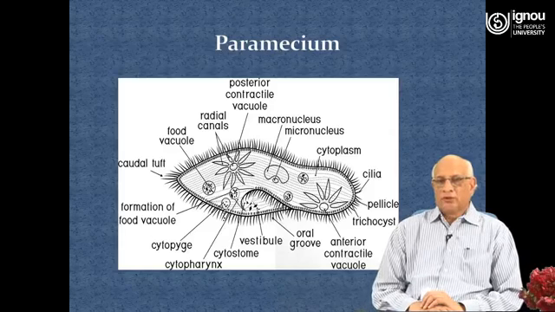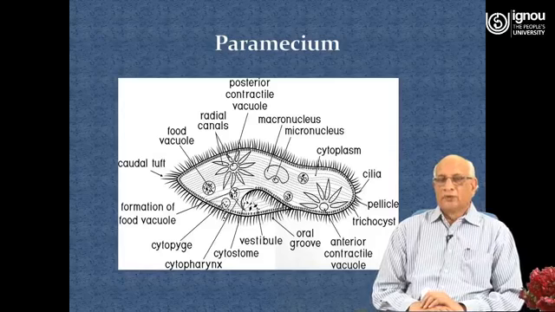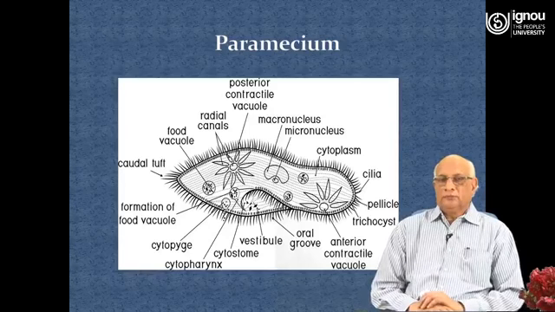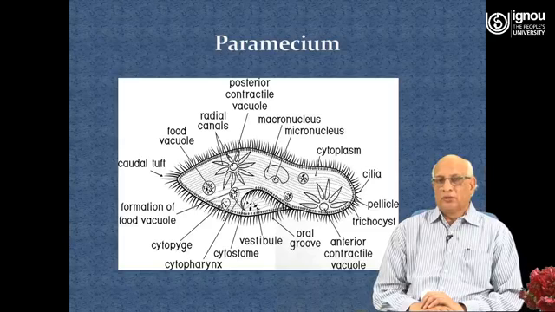For osmoregulation, the contractile vacuole is there. Nutrition is holozoic. Holozoic means animal-like. For respiration, the pellicle is used. Then for reproduction, if the conditions are favorable, it will divide into two parts.